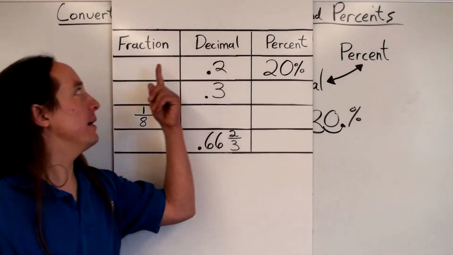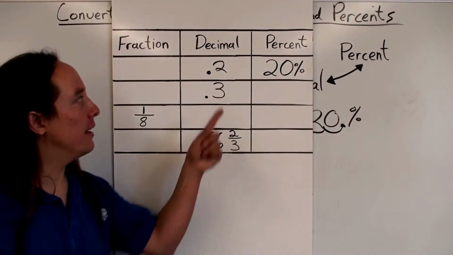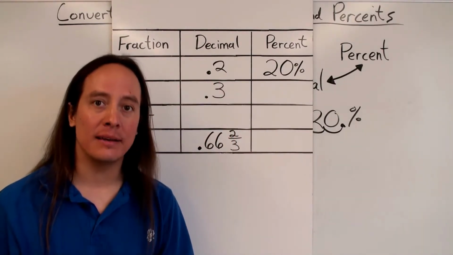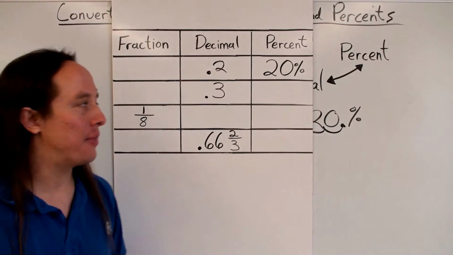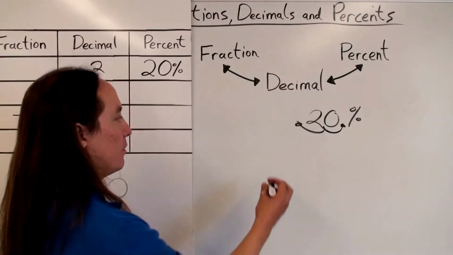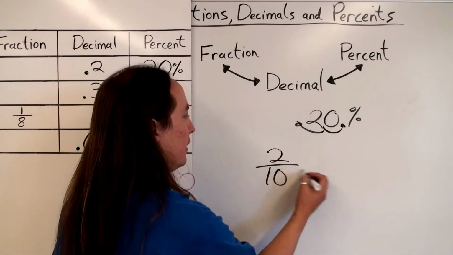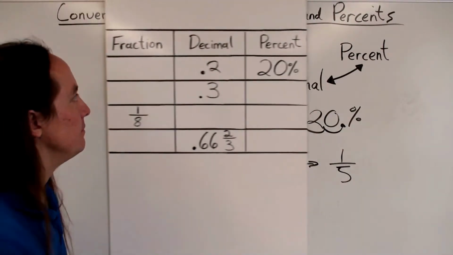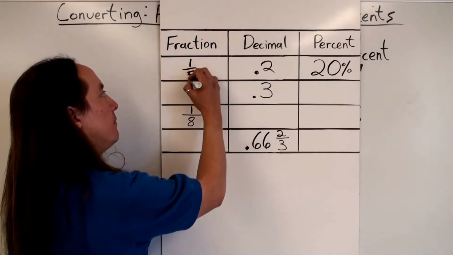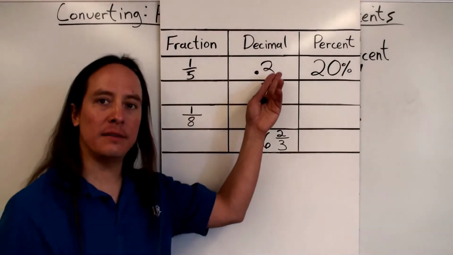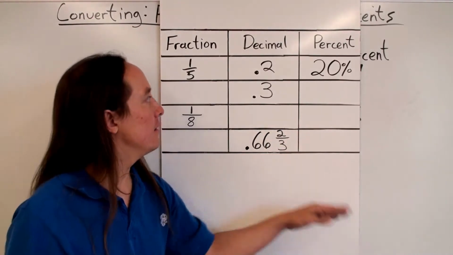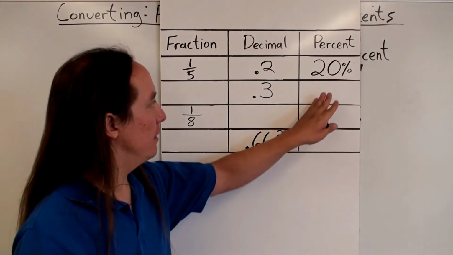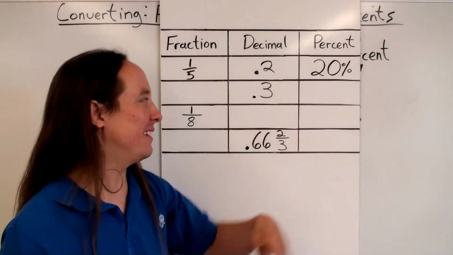Now with the decimal form, I can get the fraction. How do I do that? I read the decimal. How do you say this decimal without saying point? 2/10. Okay? So 2/10 will reduce down to 1/5. Okay? And that's the first one. So 1/5 is equal to 2/10 is equal to 20%. So now let's go ahead and do the 0.3. I think this one's the easy one. Converting to the percentage, I think, is the easiest.